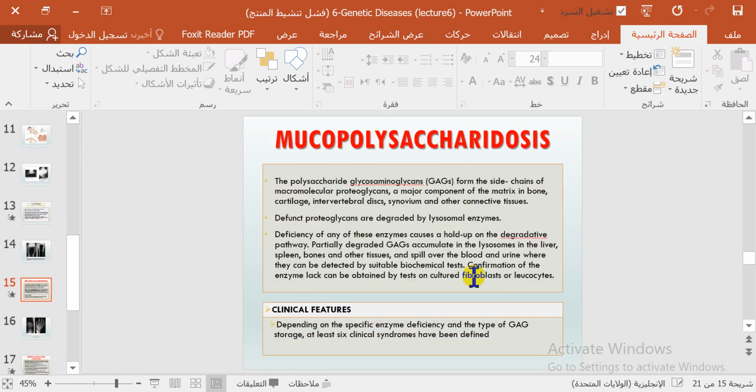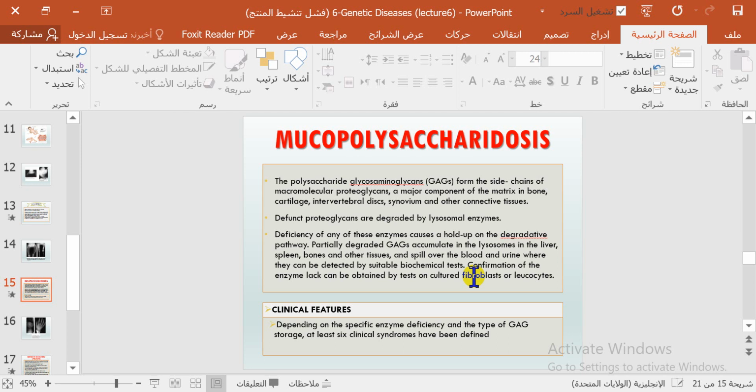Here we complete osteogenesis imperfecta and come to the second disease, which is also common, mucopolysaccharidosis. The polysaccharide glycosaminoglycans, as you know, form the side chains of the macromolecules in proteoglycan, which is a major component of the matrix in bone, cartilage, intervertebral disc, synovium, and other connective tissues. As you know, proteoglycan can be degraded by lysosomal enzymes.